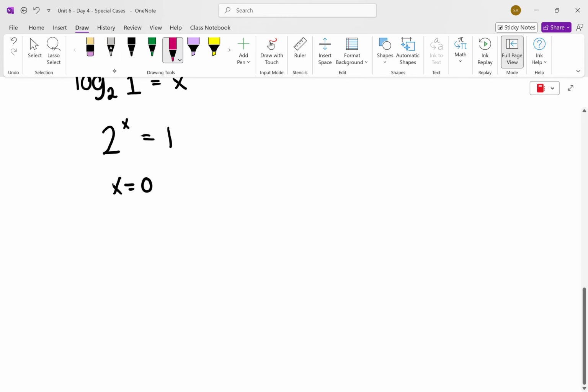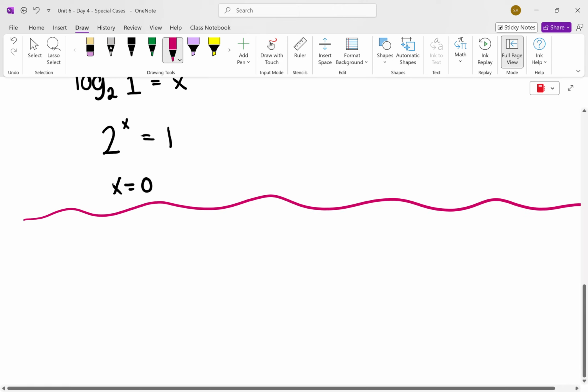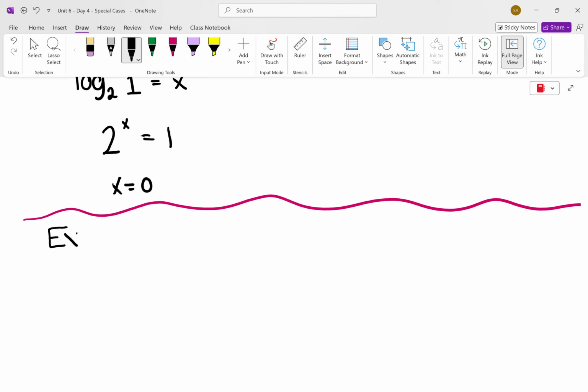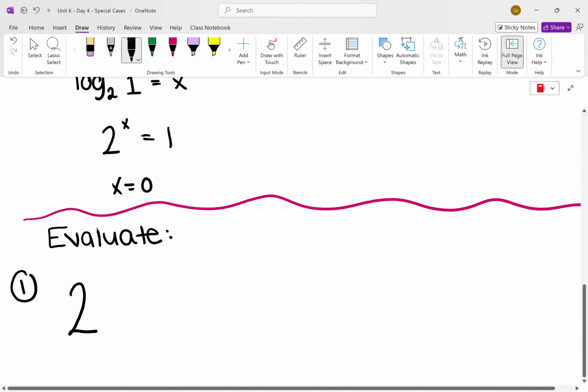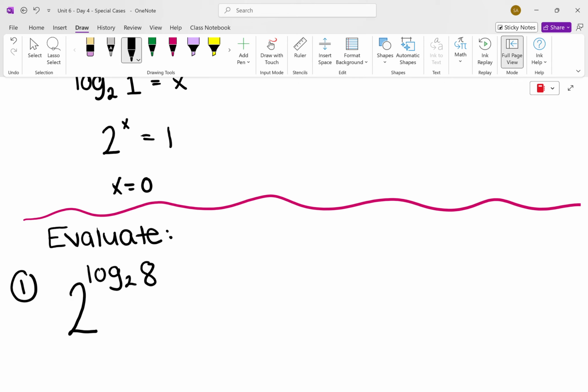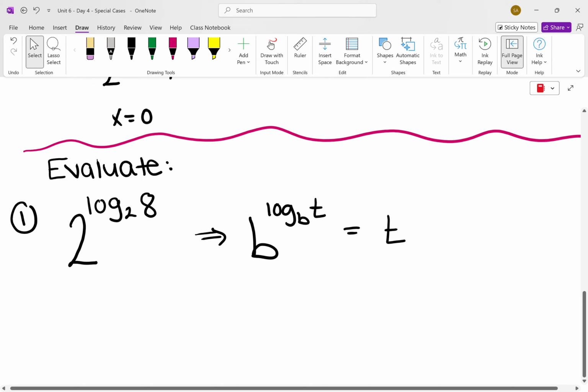Okay, let's do some problems. So I want us to evaluate, and the first one's going to be 2 raised to the log base 2 of 8. That's what I just did. Well, isn't this a shortcut? Isn't this the same as b to the log base b of t? Well, b raised to the log base b of t equals t. So what's this one? 8.